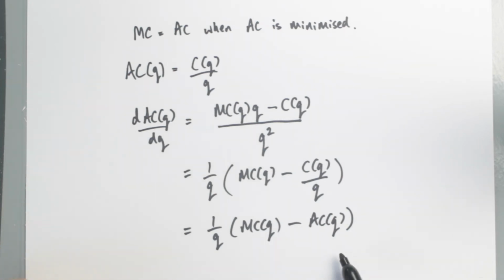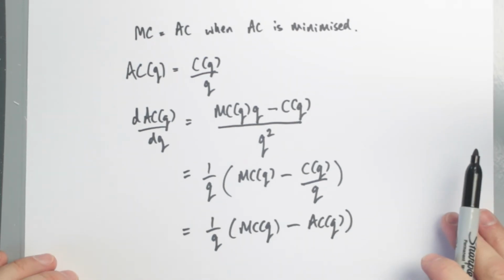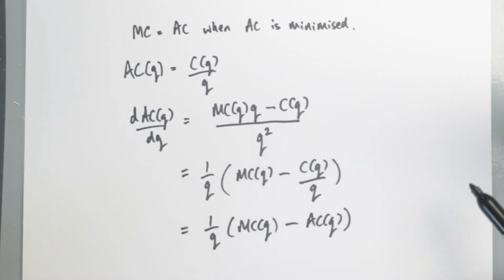Now, if this is going to equal 0, then what we need is that this term in the brackets here equals 0. And that only happens if marginal cost is precisely equal to average cost. Okay, so at the point where we're minimizing the average cost function, at that particular level of output, the average cost of that output and the marginal cost of that output are equal to each other.